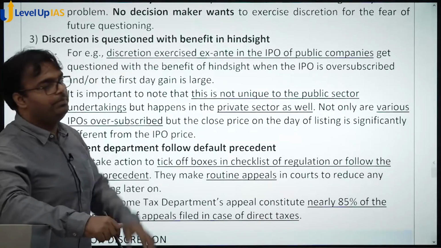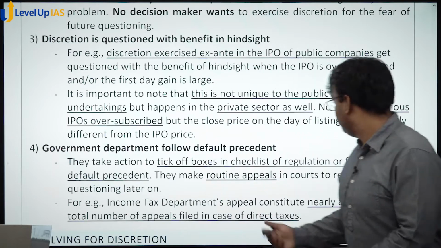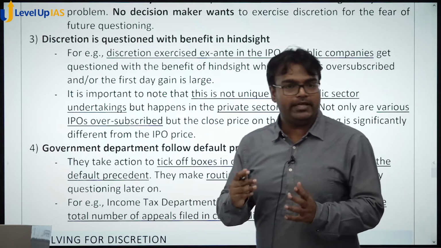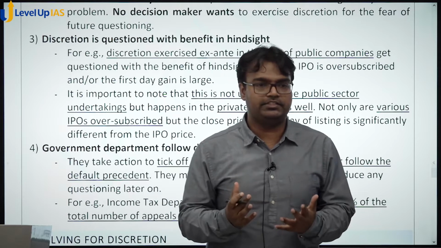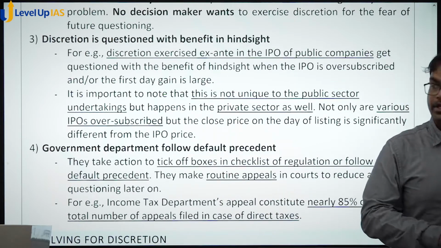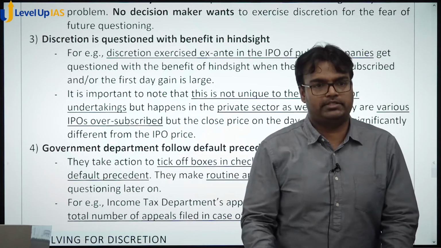Then, discretion is questioned with benefit of hindsight. That is another limitation that creeps into the system. What is this discretion being questioned with benefit of hindsight? It's like once someone has by discretion taken a decision, after that, based on the outcome of that decision, they say, oh, you took this step, that's why this has happened.